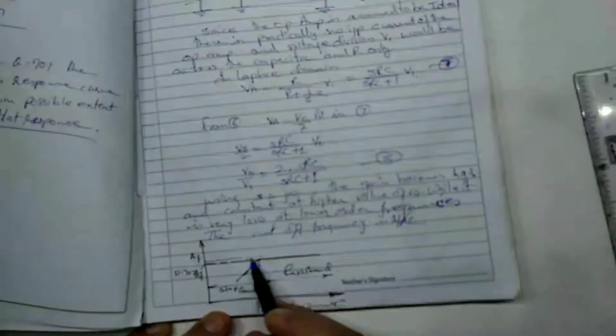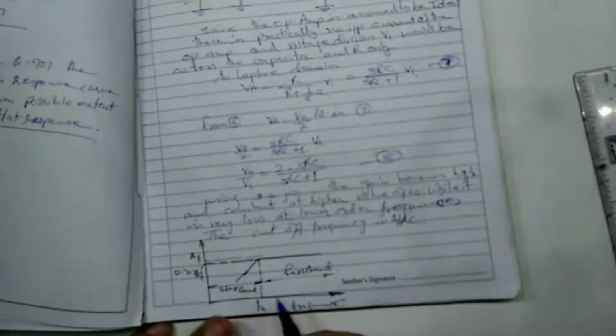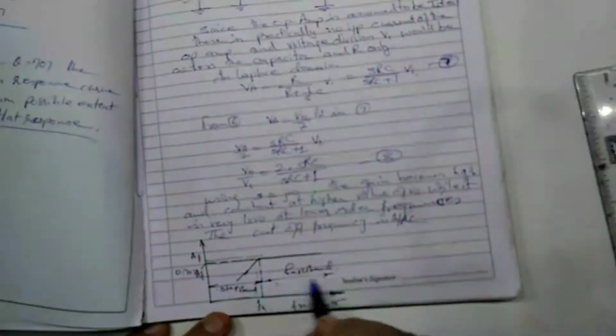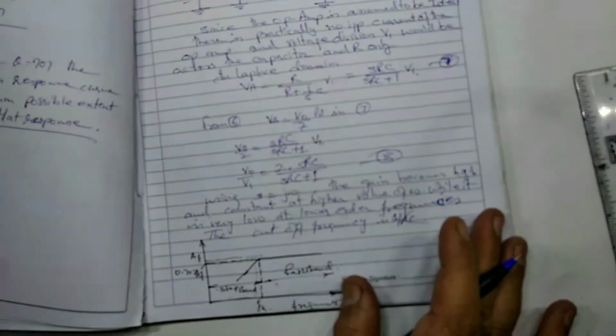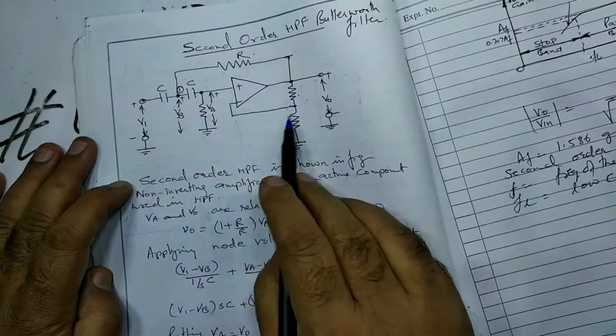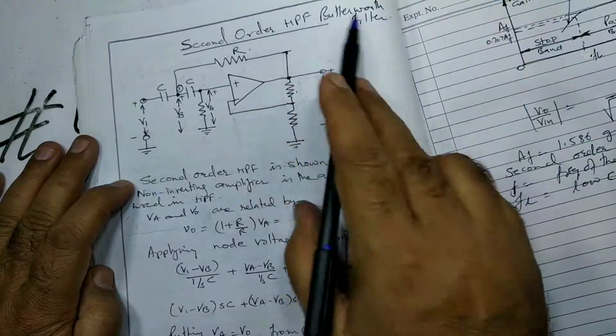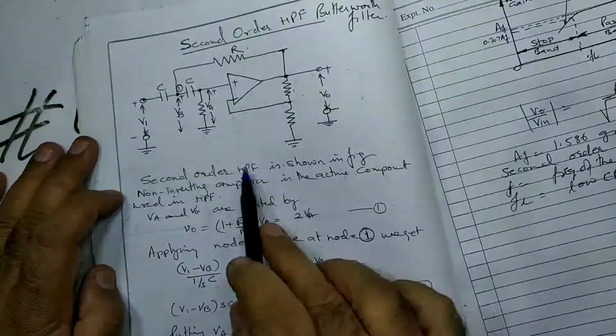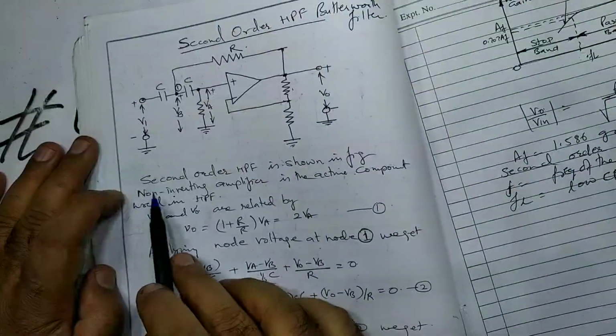Now, we can see the frequency response of this high pass Butterworth filter. This is the stop band and this one is the pass band. The dashed line is the ideal response of the Butterworth high pass filter. Now we see the second order high pass Butterworth filter. This circuit is the second order high pass Butterworth filter, shown in the figure.